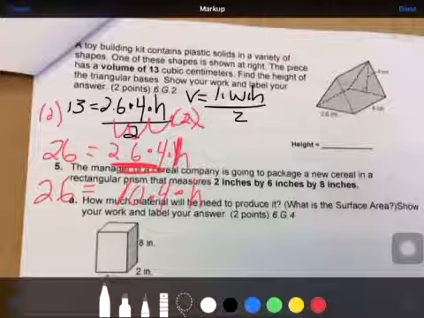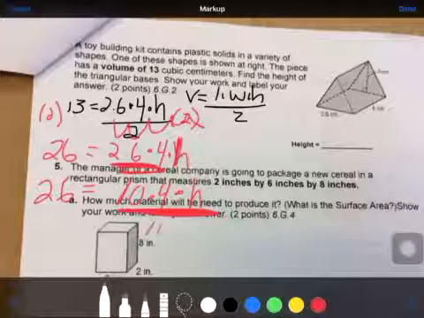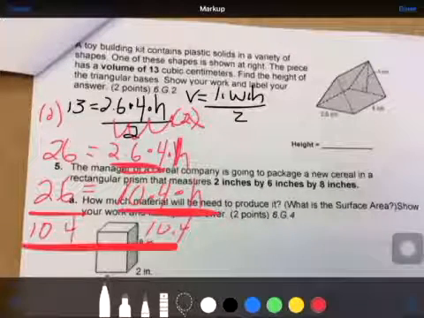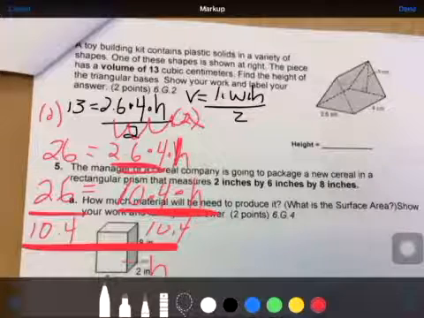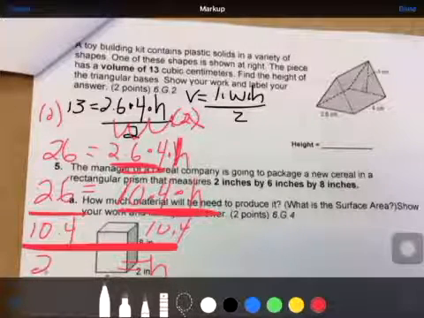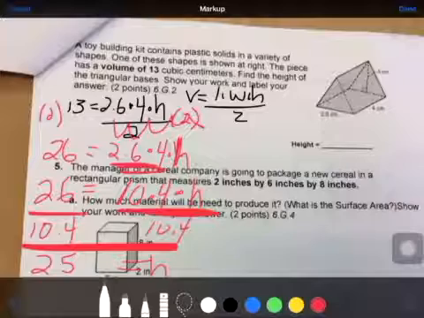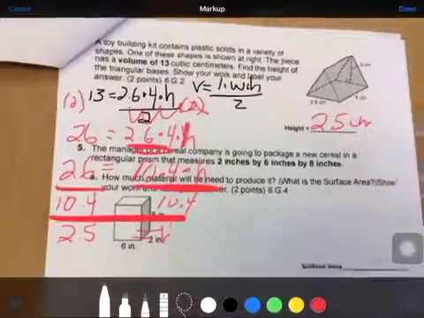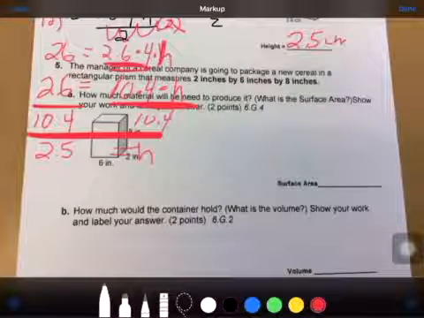So now from here, it's just solve like any other equation. Since it's 10.4 times h, I divide by 10.4. And if I do it to one side, I have to do it to the other. And I get that the h equals 2.5. So when I write my answer over here, it should be 2.5 centimeters. Right? Took up a lot of the room here for the next problem.